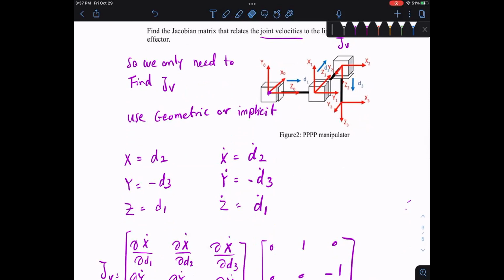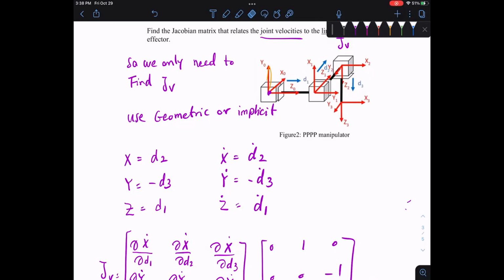So I'm going to say, okay, X, I'm writing in the base frame. X of my end effector is going to be d2, right? Because in the direction of X0, in this direction, that's the only displacement that's happening. So X is d2. Y, in this direction going down, is negative d3, and Z, in this direction, I only have d1. So this is from observation.